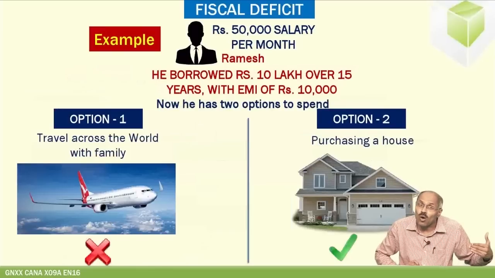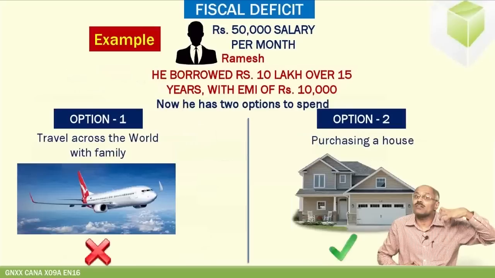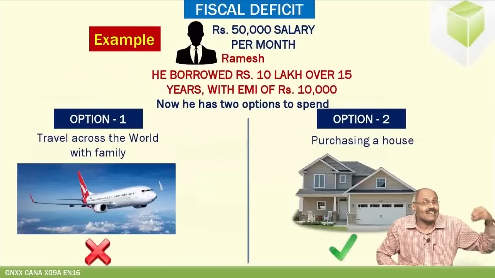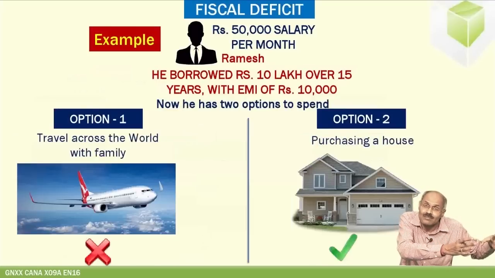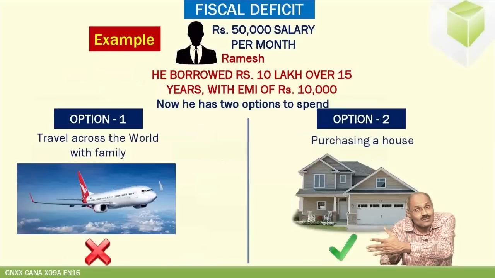Right? Next, he borrowed rupees 10 lakh. Then there are 2 options for him. First option is he can travel across the world with the family and spend these 10 lakh rupees. One option is he can travel in aeroplanes across the world with his family and spend this rupees 10 lakh. Second option is he can purchase a house. Definitely he will vote for the second option, for purchasing a house.